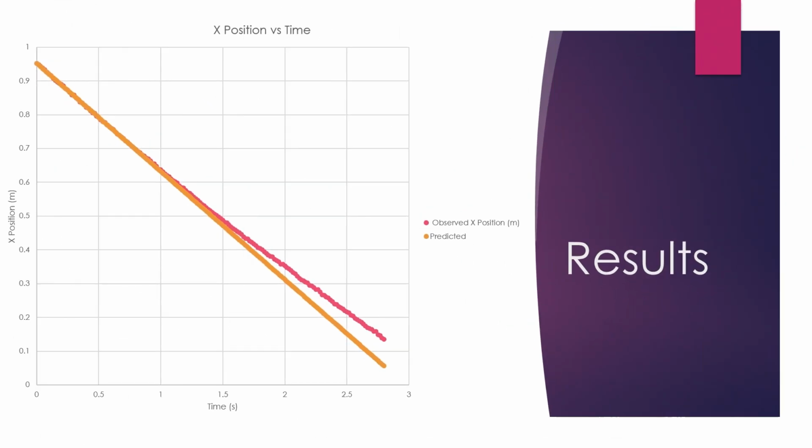This is a plot of the predicted position along with the observed position. The predicted trajectory shows the tape moving at constant velocity towards the origin, but it overestimates the distance that it travels in 2.8 seconds. Both position-time graphs show a linear curve for the first second, but as time goes on, the error between the predicted and observed position begins to grow as the tape begins to slow down.